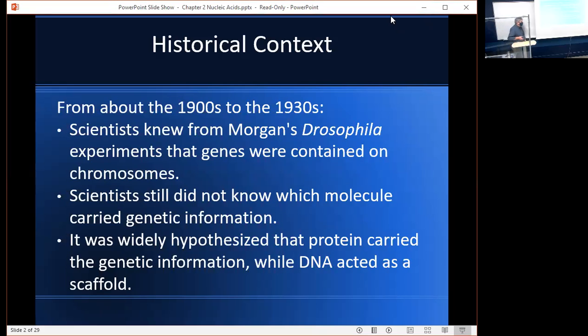So again, here's some historical context. We're going to follow the timeline of history, just like we did with Mendelian genetics. From about the 1900s to the 1300s, there's a couple things we knew about not just genetics, but about the molecule that passes on genetic information. So let's go back to Mendel for a second. Mendel did his work at the monastery around 1863 or so, around the time of the American Civil War.